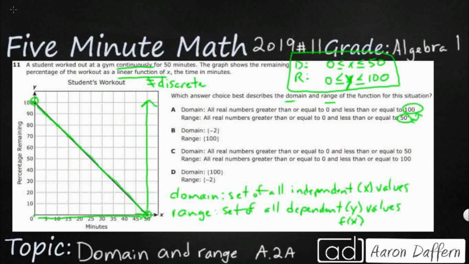The domain is all real numbers less than or equal to 50, right here, not 100, so they flip those two. B, I can tell you B and D are just wrong because they are discrete and they just have random points, right? -2, -2, 100. Not even sure where that -2 comes from. I get the 100, but our answer here is going to be C because it's got the 50 and the 100 in the correct spot.